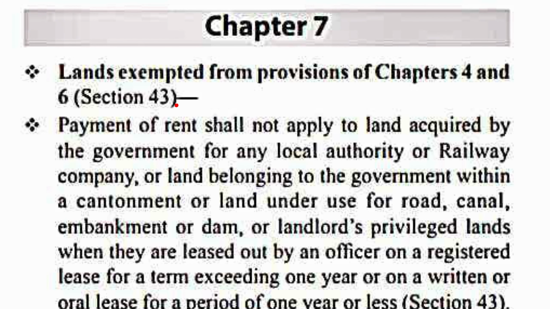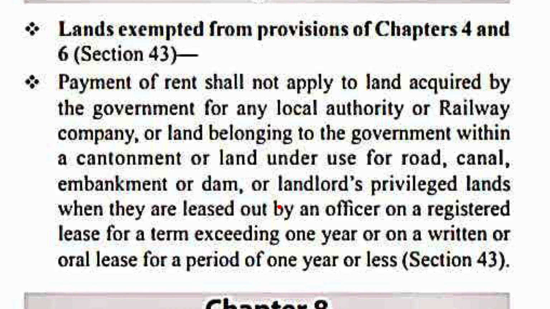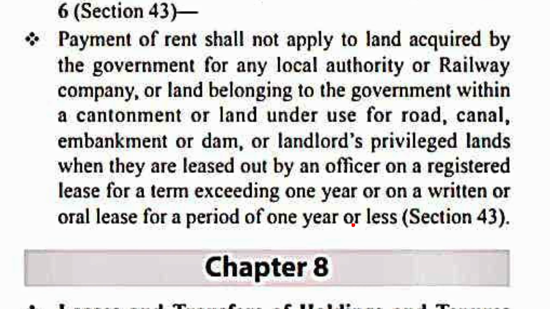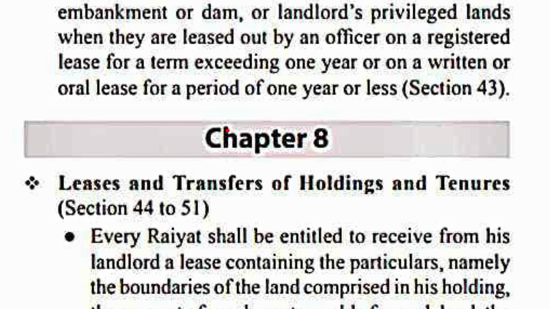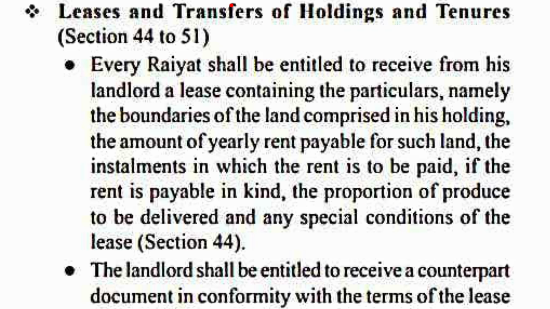Now, land exempt from provisions of Chapter 4 and Chapter 6. Payment of rent shall not apply to land acquired by the government for any local authority or railway company, or land belonging to the government within a cantonment, or land used for roads, canals, embankments, dams, or landlord's privileged lands, when they are leased out by an officer on a registered lease for a term exceeding 1 year, or on a written or oral lease for a period of 1 year or less. This is section 43.